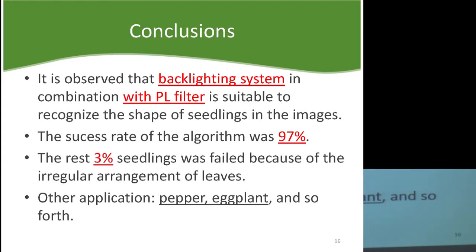So this algorithm is not limited to tomato seedlings only, and it can have other applications, maybe used for eggplants or so on. It can give the potential of grafting and to replace slower manual grafting.